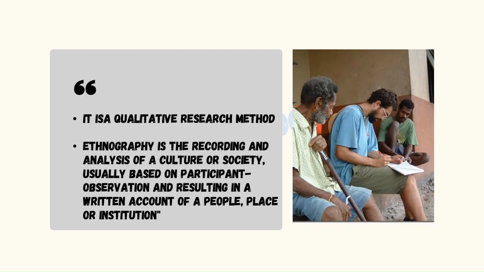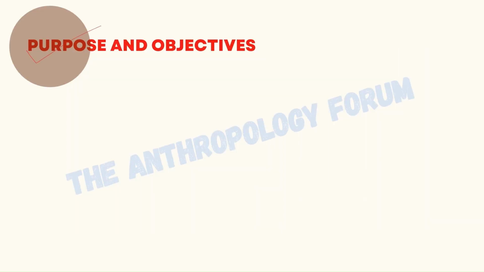So I would like to clarify what is ethnography. It is a qualitative research method. It is about recording and analyzing a culture or society based on participant observation and resulting in a written account of people, place and institutions. I hope this definition is very simple. You will be able to understand this much better. The next subheading is the purpose and objective.